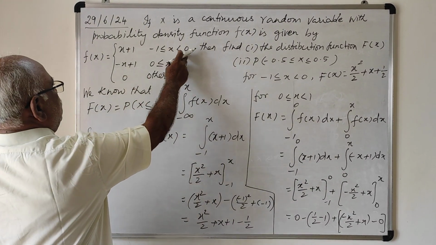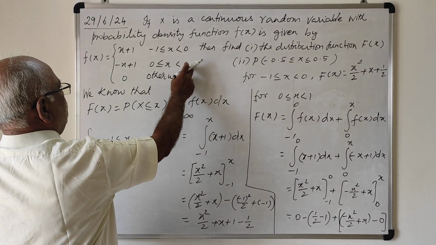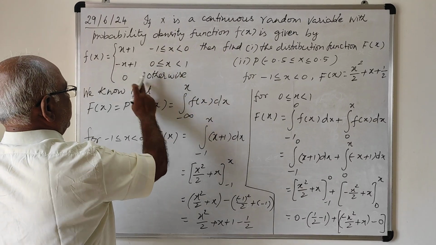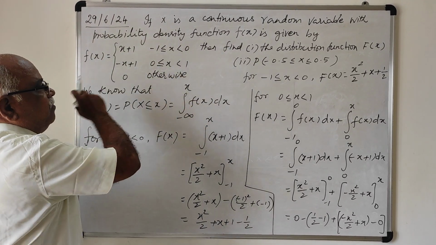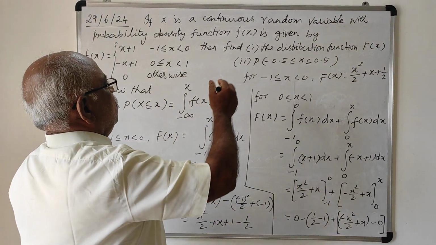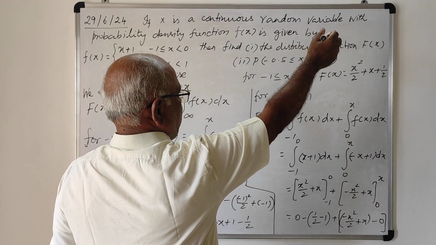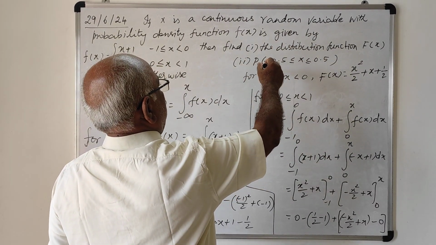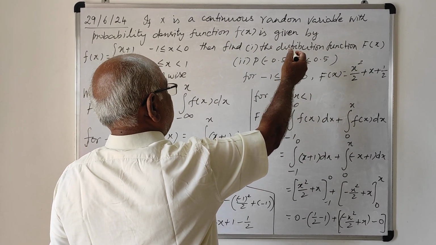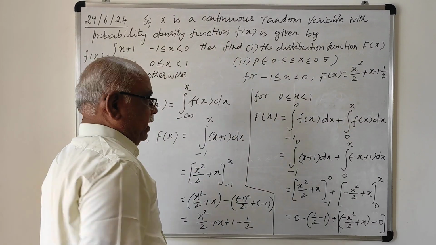From minus 1 to 0, the function is x plus 1. From 0 to 1, the function is minus x plus 1. Otherwise, the probability density function is 0. This is given. Then find the distribution function capital F of x and also the probability of minus 0.5 less than or equal to X less than or equal to 0.5. These two things we have to determine.